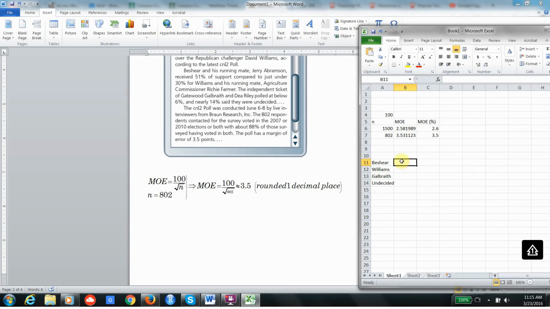Okay, so we're told that this has 51%. This has 30%, 6, and 14. And I'm doing this in Excel just for the sake of convenience, but really it's easy to do. So this is going to be the p hat minus the margin of error, and p hat plus the margin of error. And now I'm just going to take p hat, and I'm going to add and subtract the margin of error. Anchor that value.